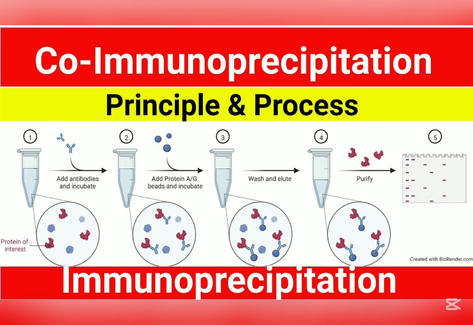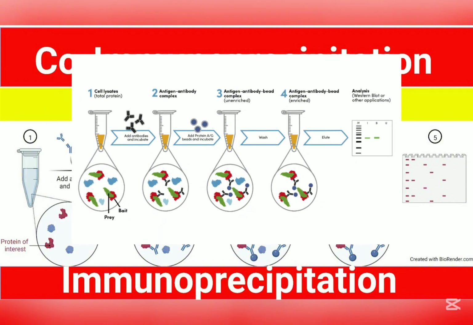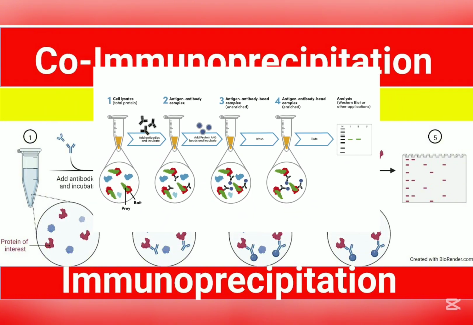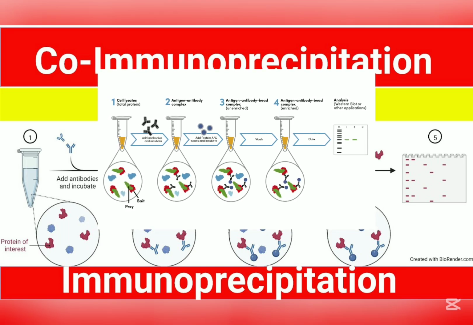After the antibody-antigen complex is captured by the beads, the mixture is washed multiple times with a buffer to remove unbound proteins and other contaminants. Then elution. The antibody-antigen complex is eluted from the beads, usually by altering the conditions. Then the analysis. The target protein is analyzed by gel electrophoresis, Western blotting, or other methods to identify the presence of the antigen or to assess its interaction with other proteins.